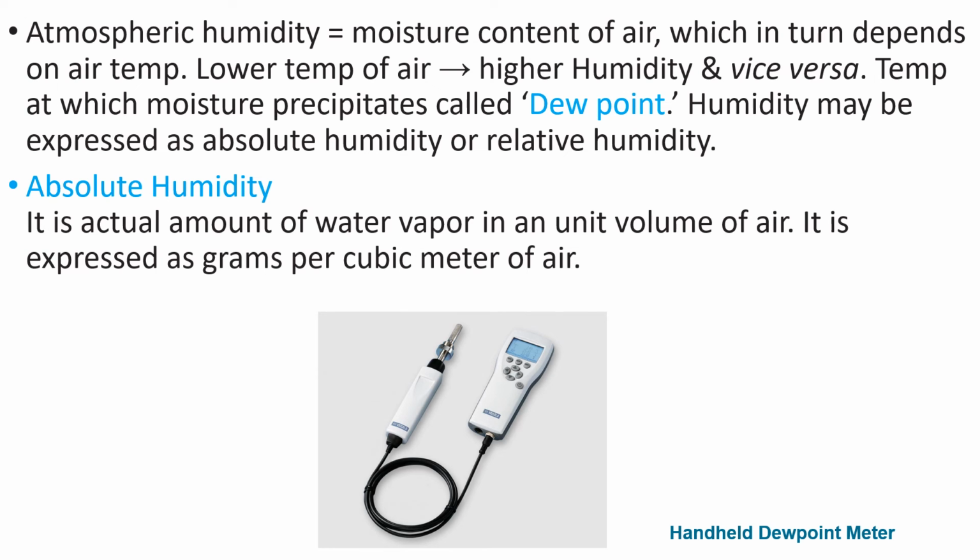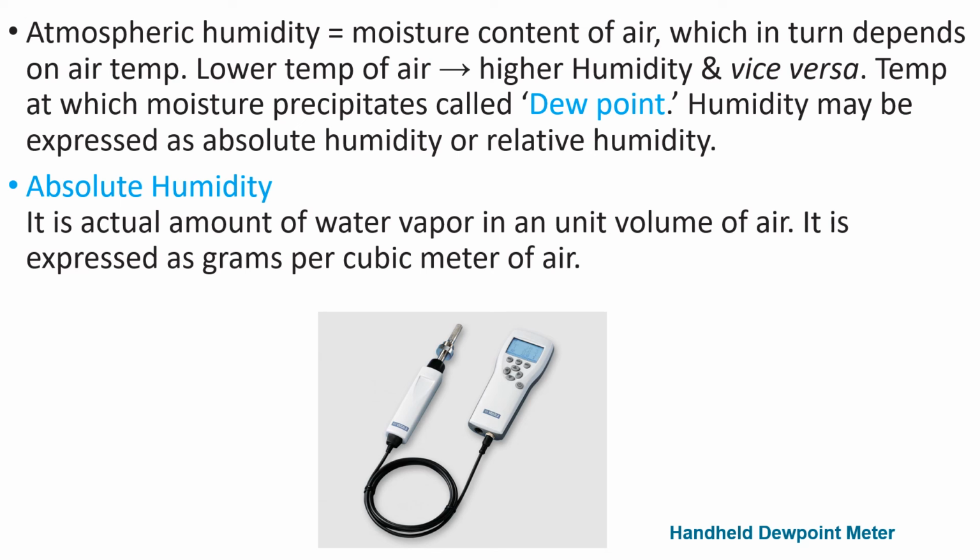Humidity. Atmospheric humidity equals the moisture content of air, which in turn depends on air temperature. The lower temperature of air will lead to higher humidity and vice versa. The temperature at which moisture precipitates is called the dew point. Humidity may be expressed as absolute humidity or relative humidity. Absolute humidity is the actual amount of water vapor in a unit volume of air. It is expressed as grams per cubic meter of air.